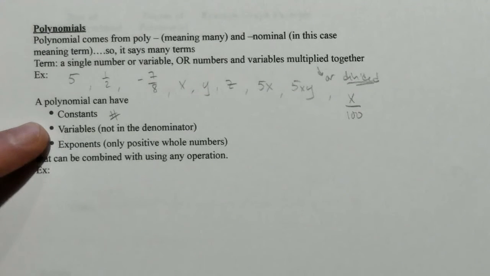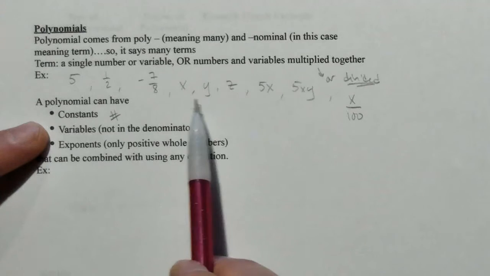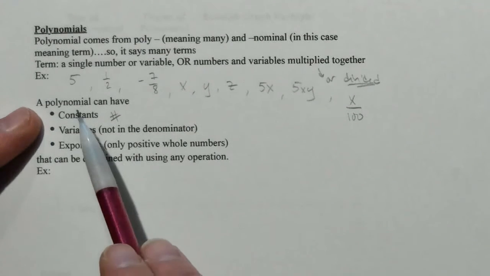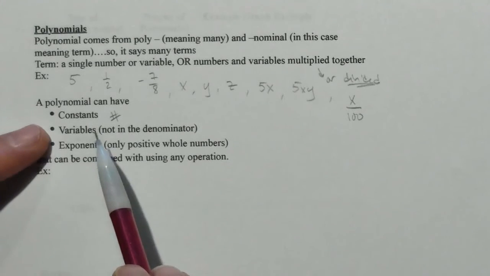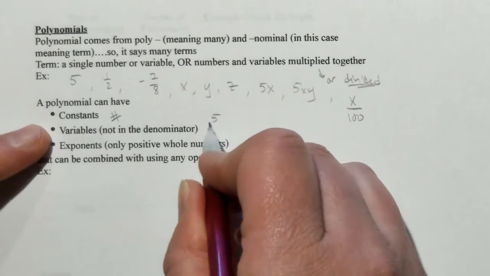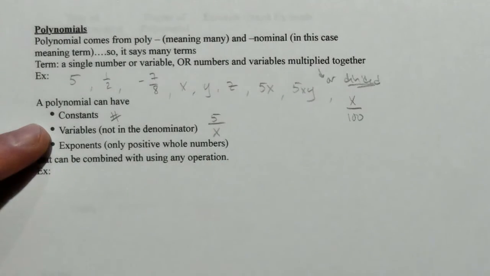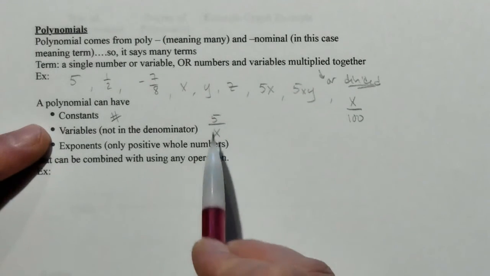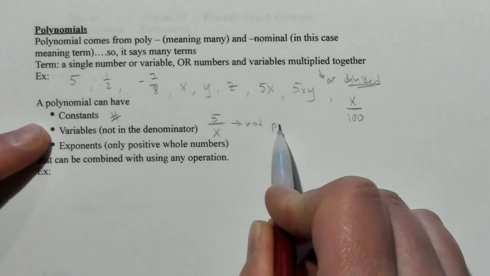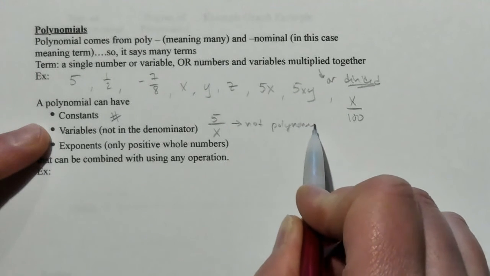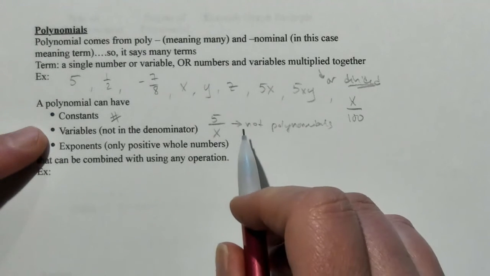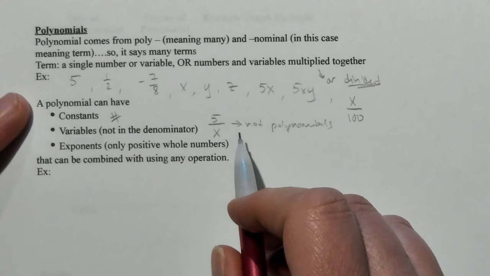Variables, we just talked about variables are just letters. So x, y, z, any letter in the alphabet. But in order to be a polynomial, the variable can't live in the denominator. So if I had something like this, 5 divided by x, just by definition, this is not a polynomial. Doesn't mean mathematically that this isn't an expression, but it's just not a polynomial by definition.